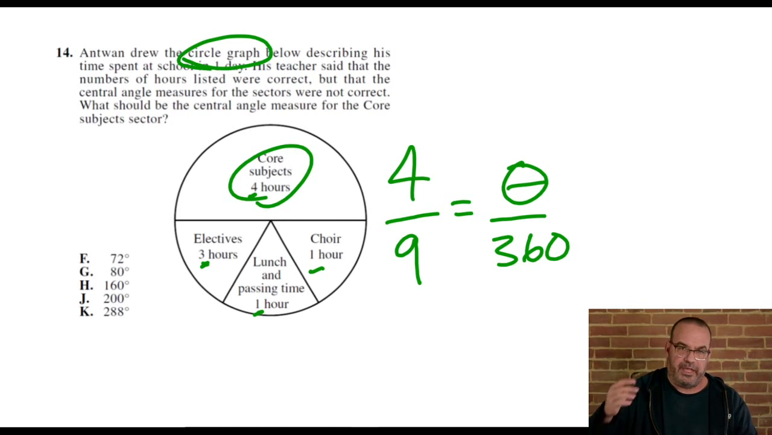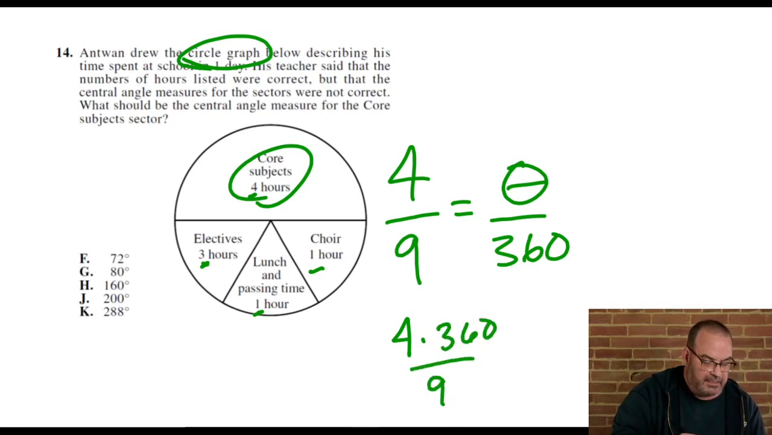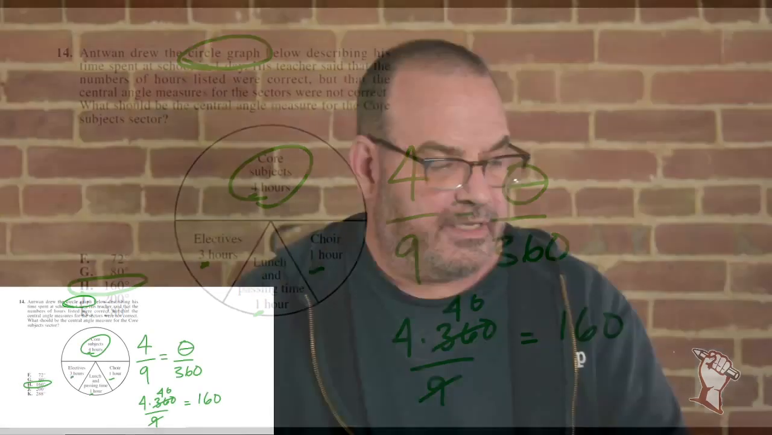So we will then cross multiply. So we have 4 times 360 over 9. 9 goes into 36 4 times. So we get 4 times 40, which equals 160. Answer choice H. So it's about half.